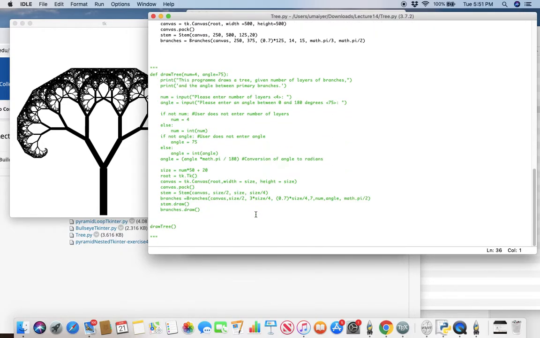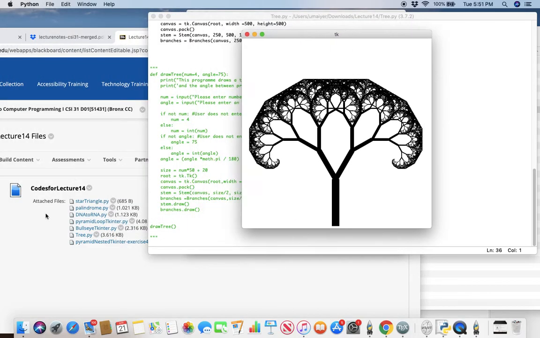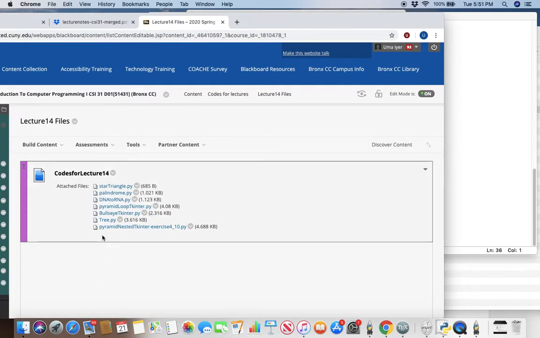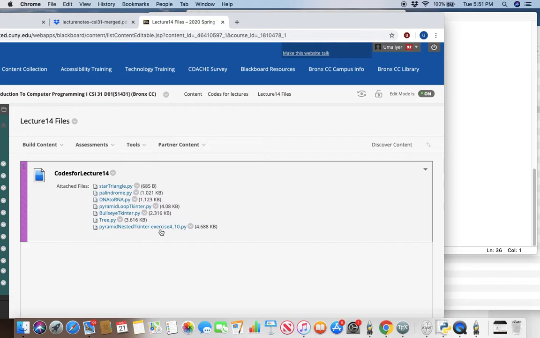Play with this. If you don't like my tree, draw your own tree, learn recursion. Okay, so this completes lecture 14. I will be sending you a homework problem, and here it is for you to see. The question is given at the end of this file.